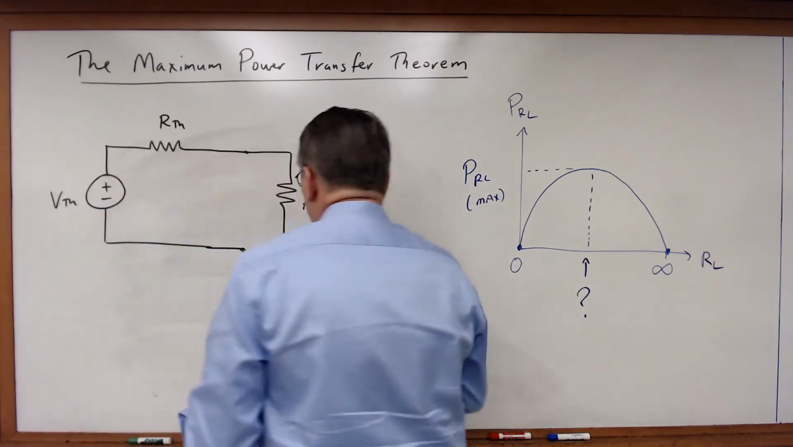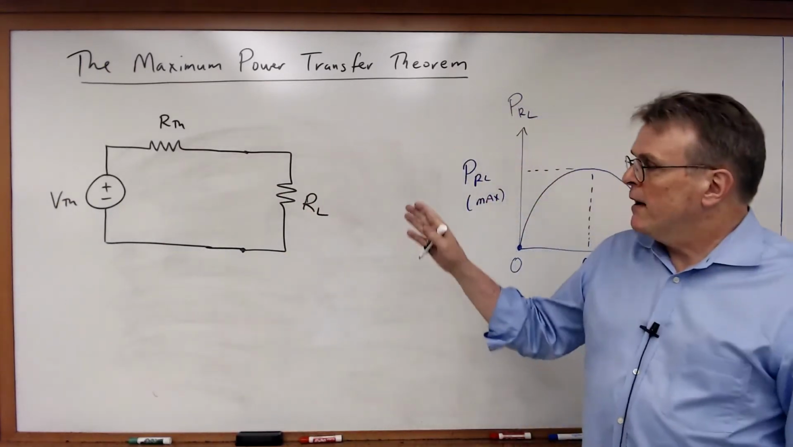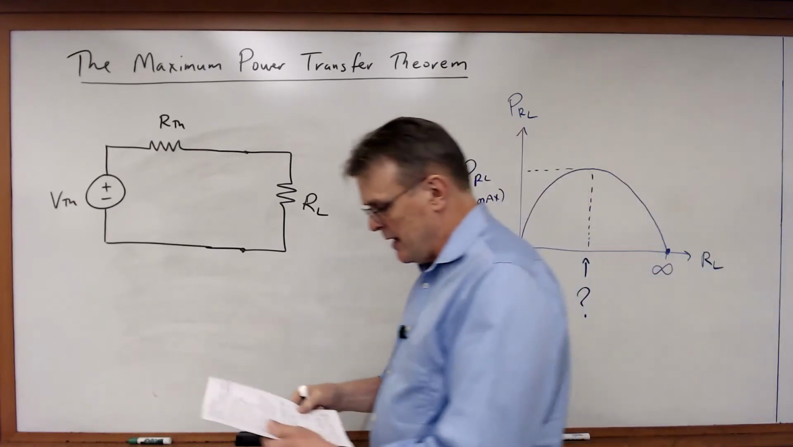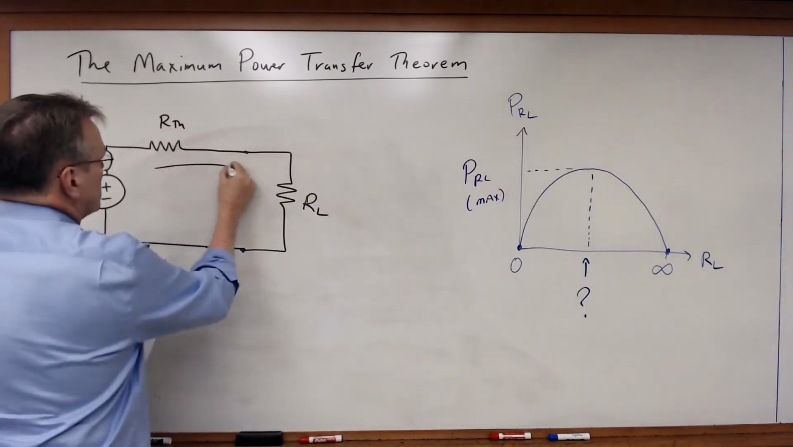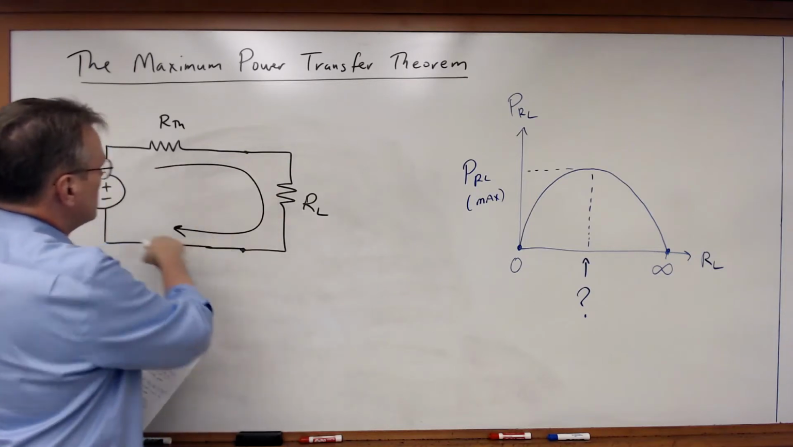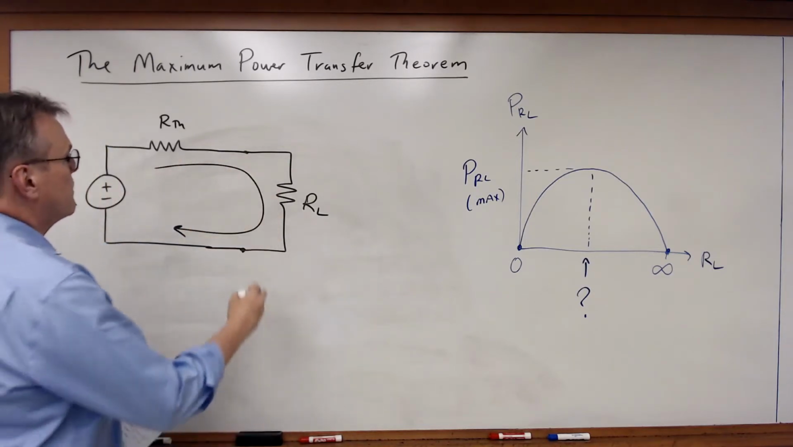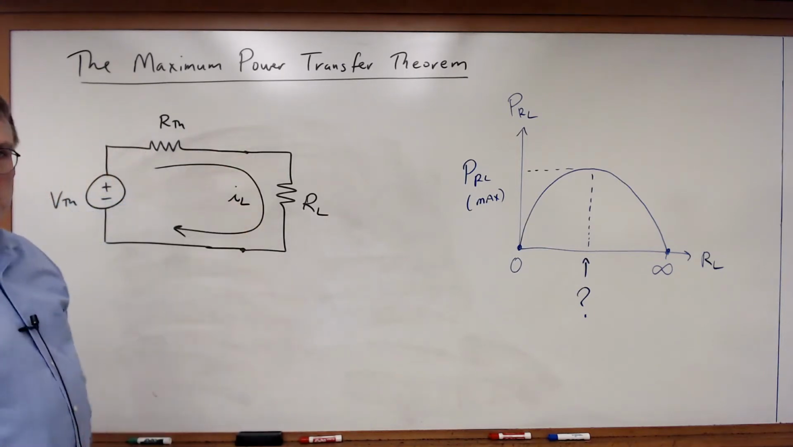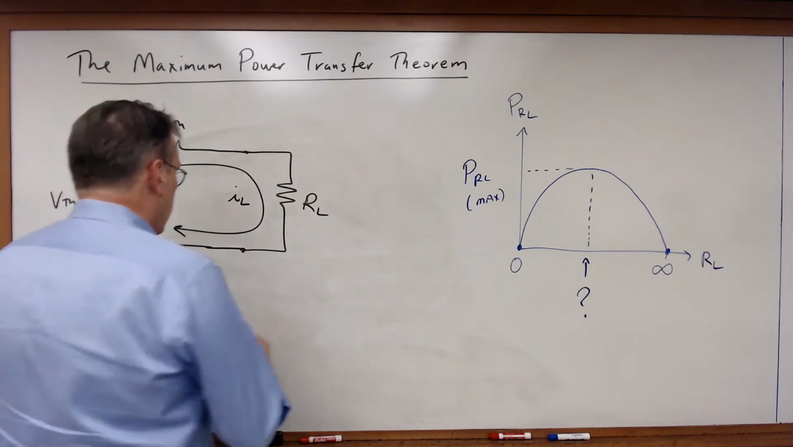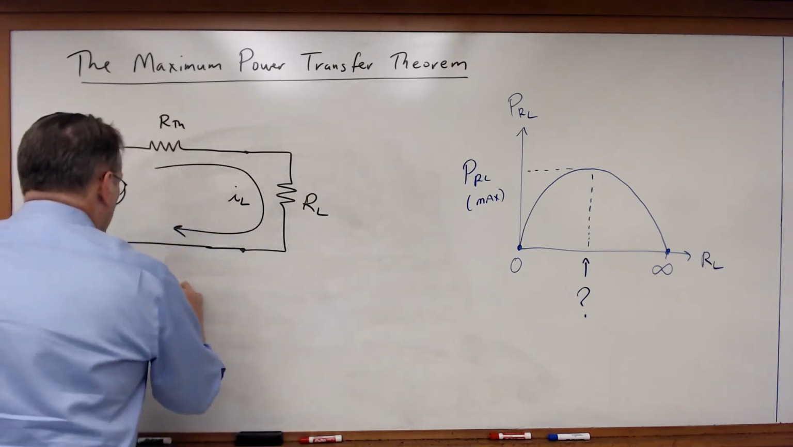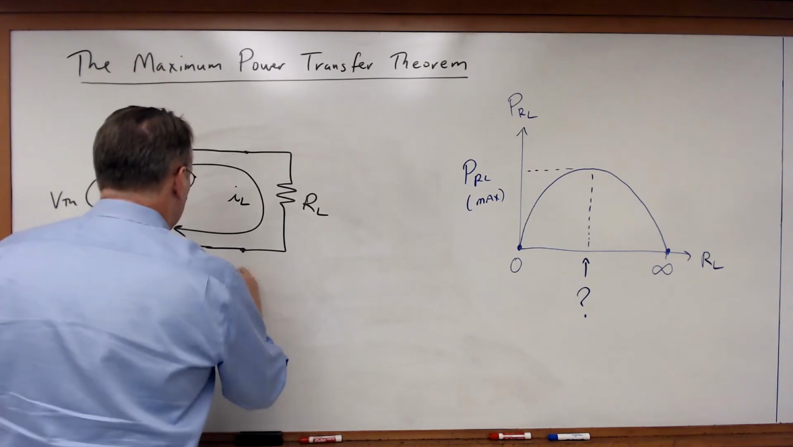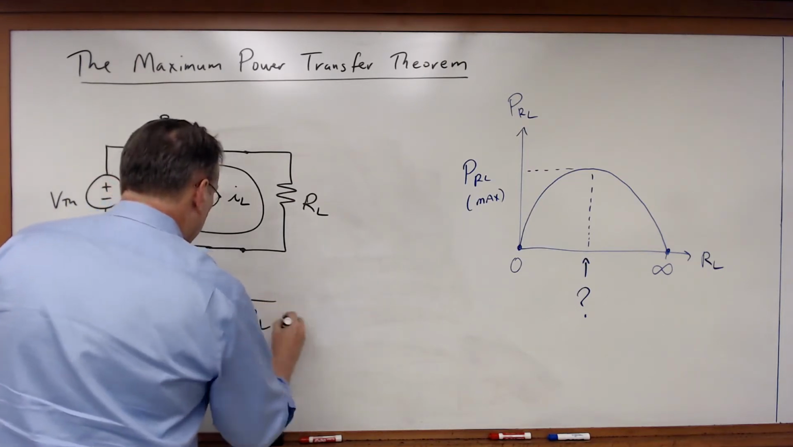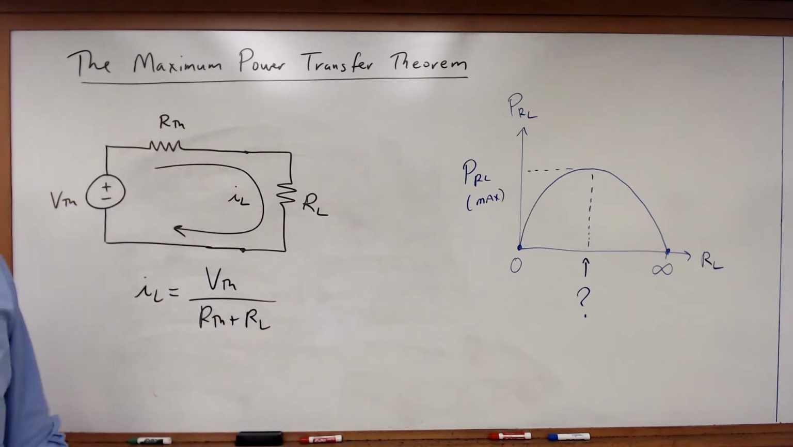So let's do a little calculus here to figure out what value of RL gives us maximum power. And in this case, I'm going to assume that there is some current flowing around the loop of this simple circuit. And I'm going to call this current I sub L because it's obviously the current flowing through the load resistor. And I sub L, by Ohm's law, will just be equal to VTH over RTH plus RL. So that's easily calculated.